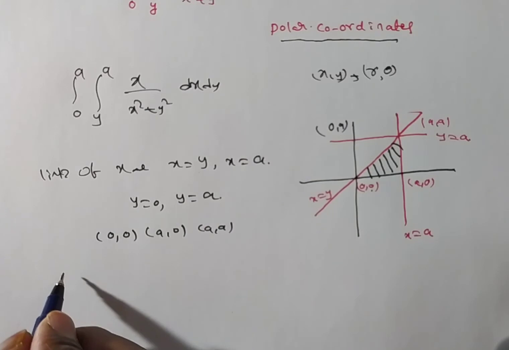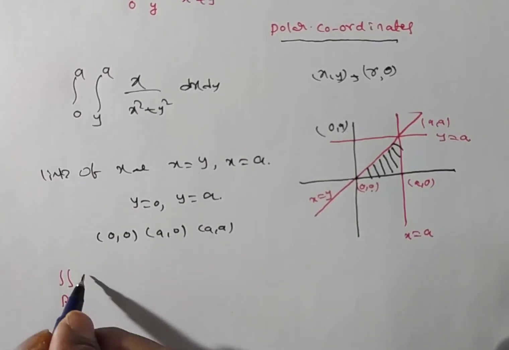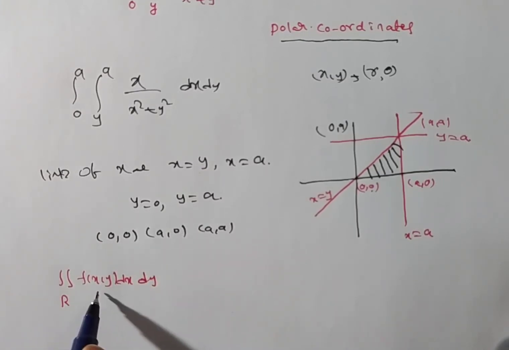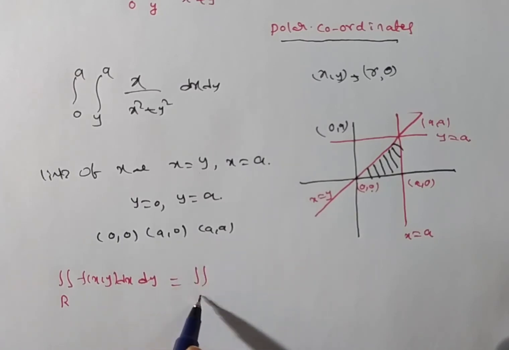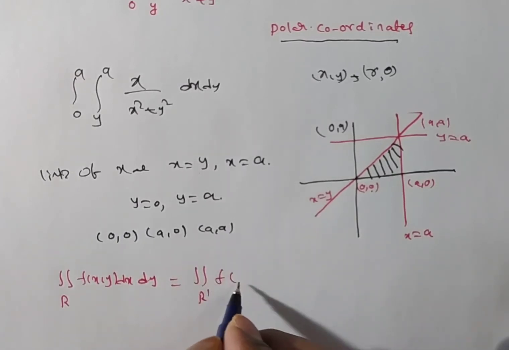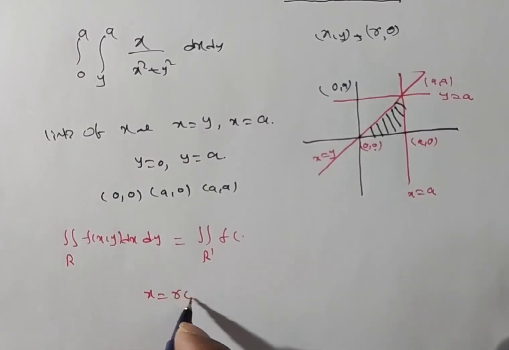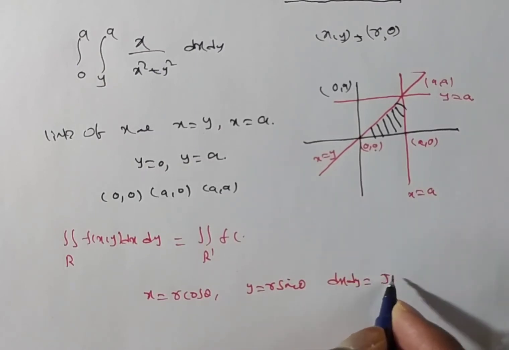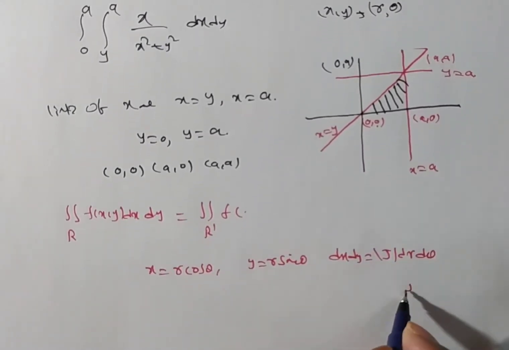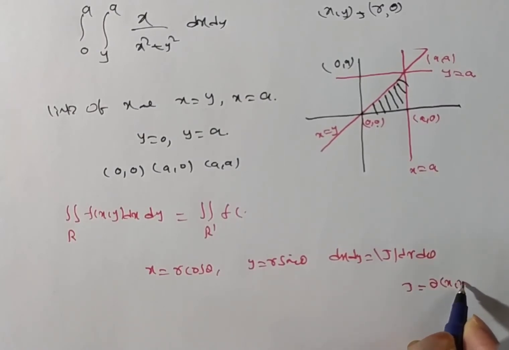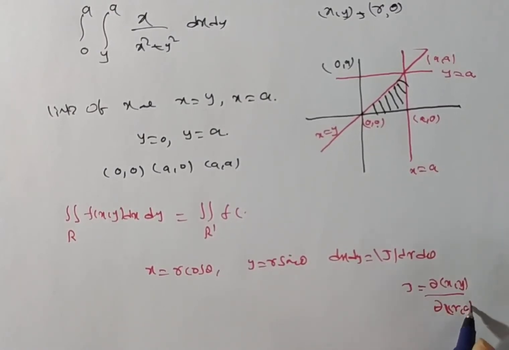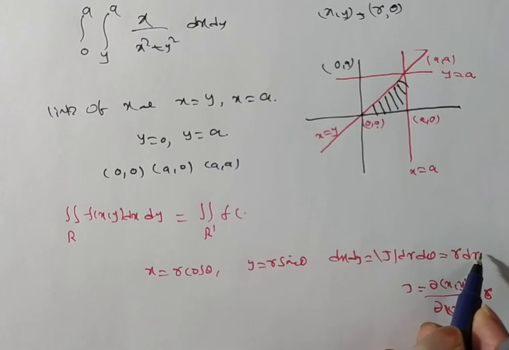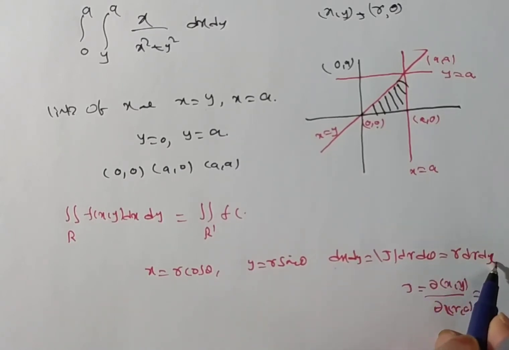Friends, while changing into polar coordinates, you have to remember: if the region R is in Cartesian coordinates, the double integral over R of f of x comma y dx dy is equal to the double integral over R dash. The reason is we are changing by substituting x is equal to r cos theta, y is equal to r sin theta, and dx dy is equal to the Jacobian times dr d theta, where the Jacobian is the transformation from x comma y variables to r comma theta, that is r. You are getting the answer r. So the Jacobian means r dr d theta. So dx dy is r dr d theta.